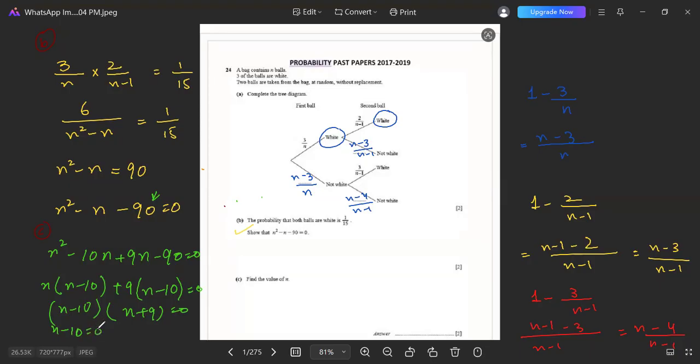n minus 10 equals 0. This will give you n is equal to 10, the first value. And for the second one, n plus 9 is equal to 0, so n is equal to minus 9. Here you can neglect the negative value, and simply we are going to have n as 10.